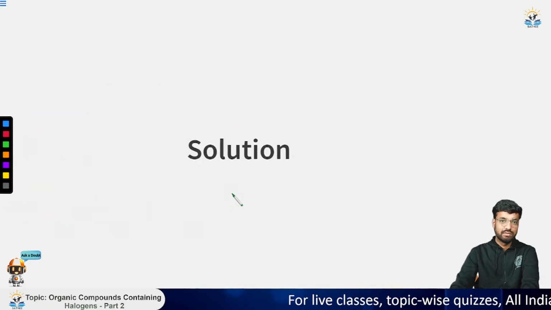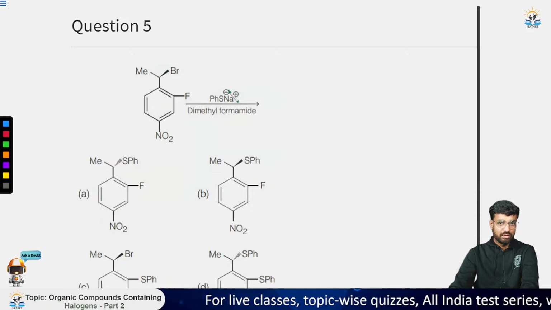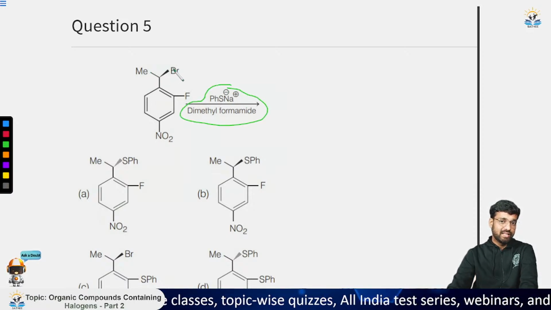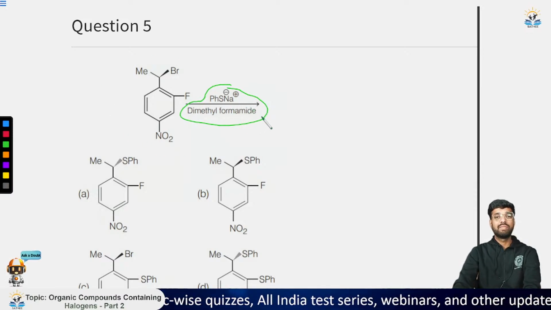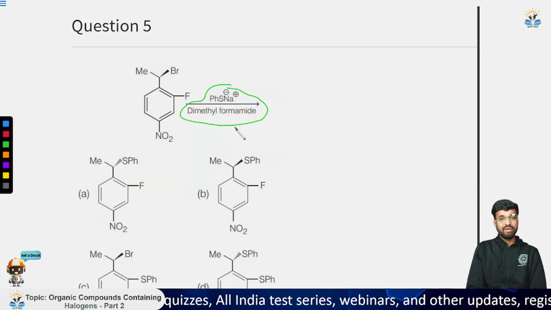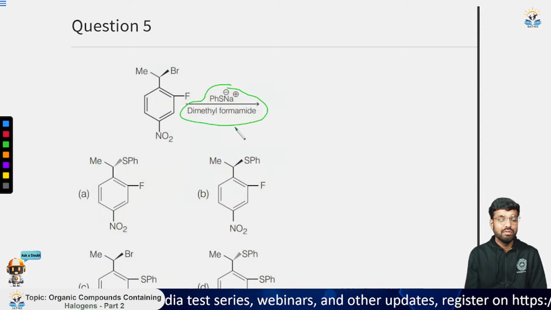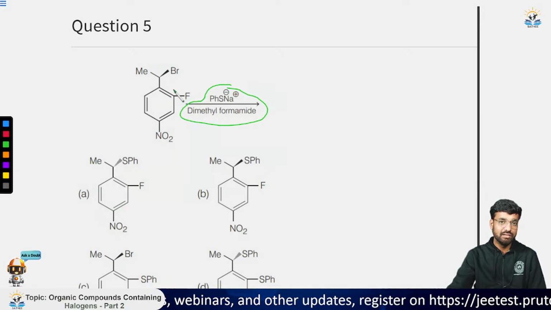Now next, what we are doing is taking a substrate that has Br, Me and all of these groups, and we are taking PhS minus Na plus, and we have to tell what the final product is here. Now what are the possibilities? We have a nucleophile, and it can attack anywhere.